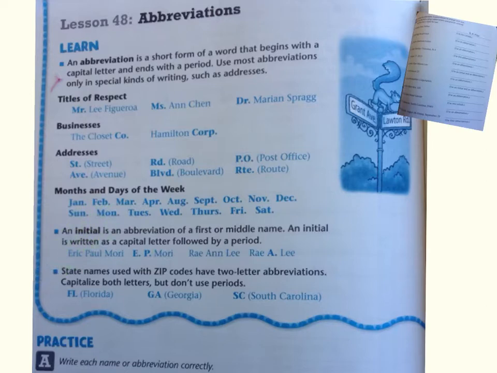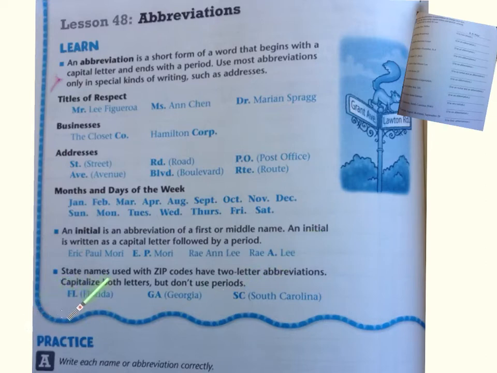And then initials. An initial is an abbreviation for a first or middle name, and an initial is written as a capital letter followed by a period. So in Eric Paul, you have capital E period, and then capital P period. And then Rayanne, you have Ray, and then capital A period as your middle initial. You can think about initials also for your Clover login. You have last name, first name, middle initial. You normally would have that capitalized. That's what it's talking about, your initials.